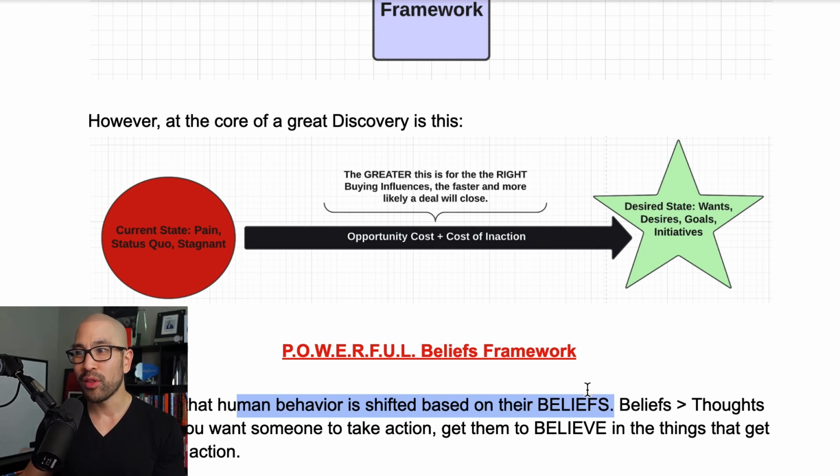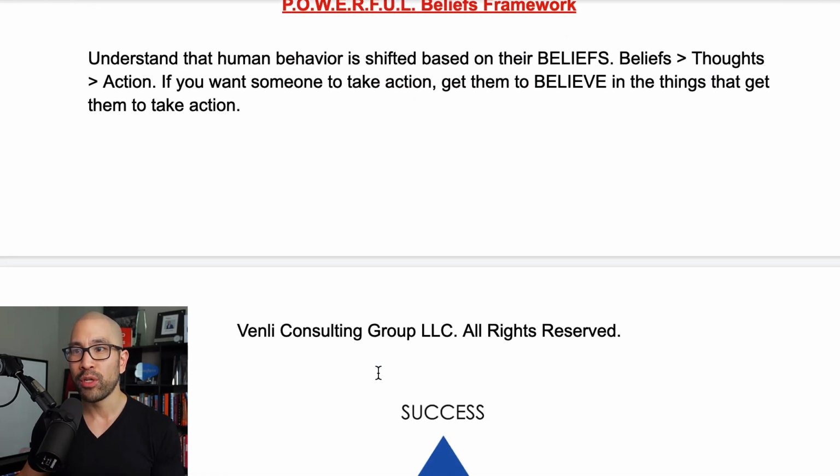But at the core of it, human beings make decisions based off the beliefs that they have. And when you think about this, beliefs lead to then thought and then ultimately to action. So if you want someone to take action, you must get them to believe in things that actually get them to take action. So let me break down a little more in more detail exactly what I mean here.